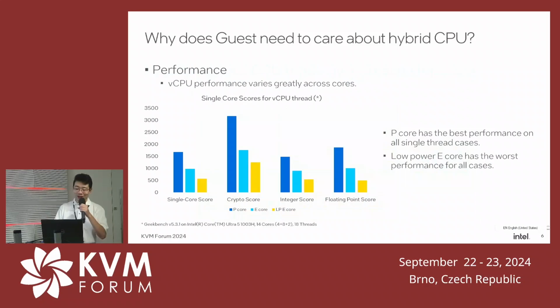So there's maybe a question: why does the guest need to care about hybrid CPU? We tested the single core performance in the guest by running the vCPU thread on different cores. We can see the P-core has better performance than the Atoms, but the low power E-core has the worst performance. So performance is the most important reason for us to enable the hybrid CPU for guest.